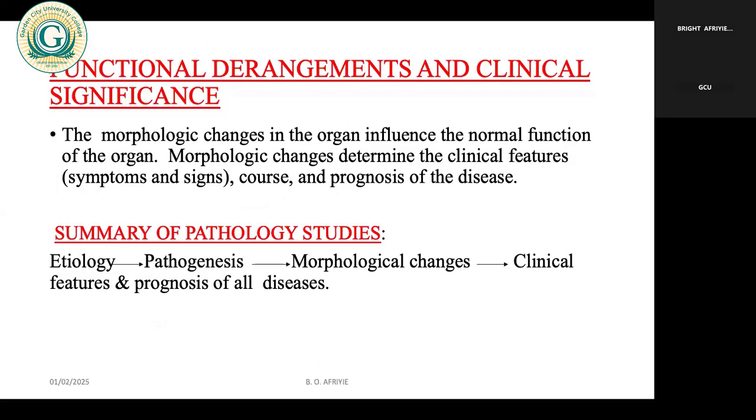So after that, we said when morphology is hampered and tampered with, there will be functional derangements and clinical significance. So remember that this is where normal function will be impaired, and if nothing is done about it, it can even lead to death. The outcome of the disease will be known even from this. So in summary, I said etiology, pathogenesis, morphological changes, as well as clinical features and prognosis of all diseases is what we were talking about.